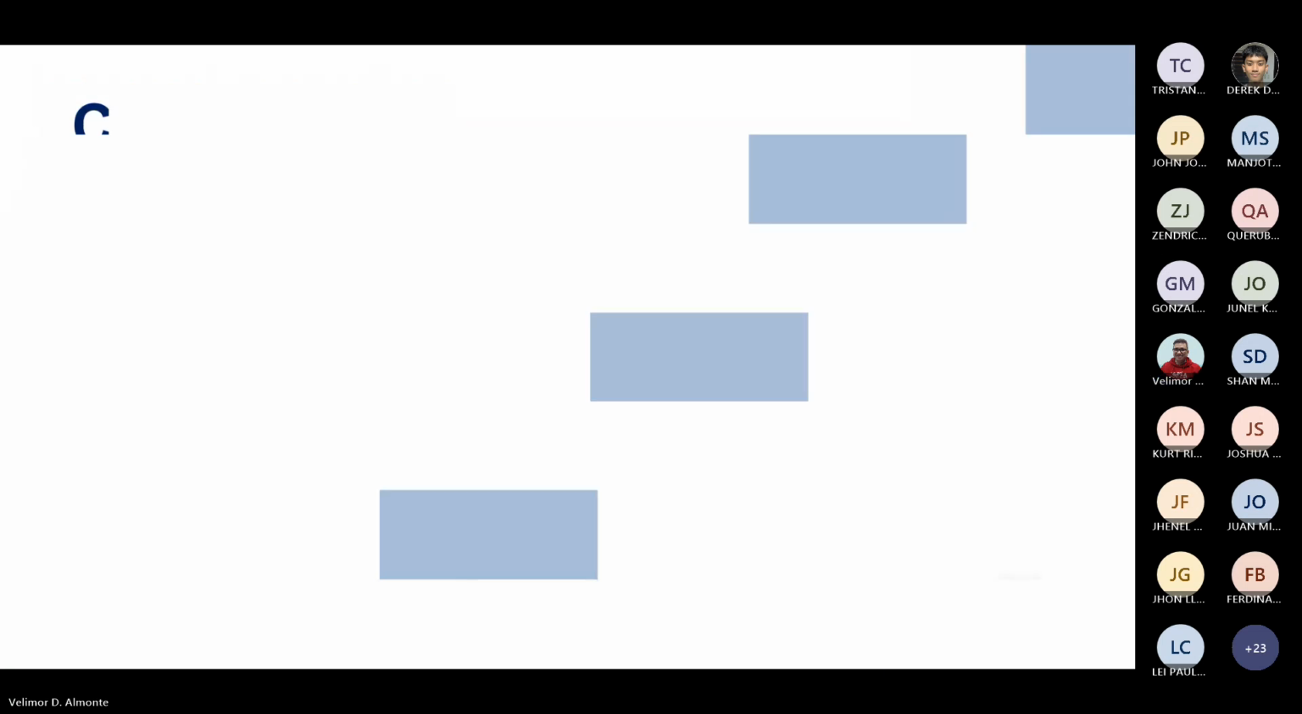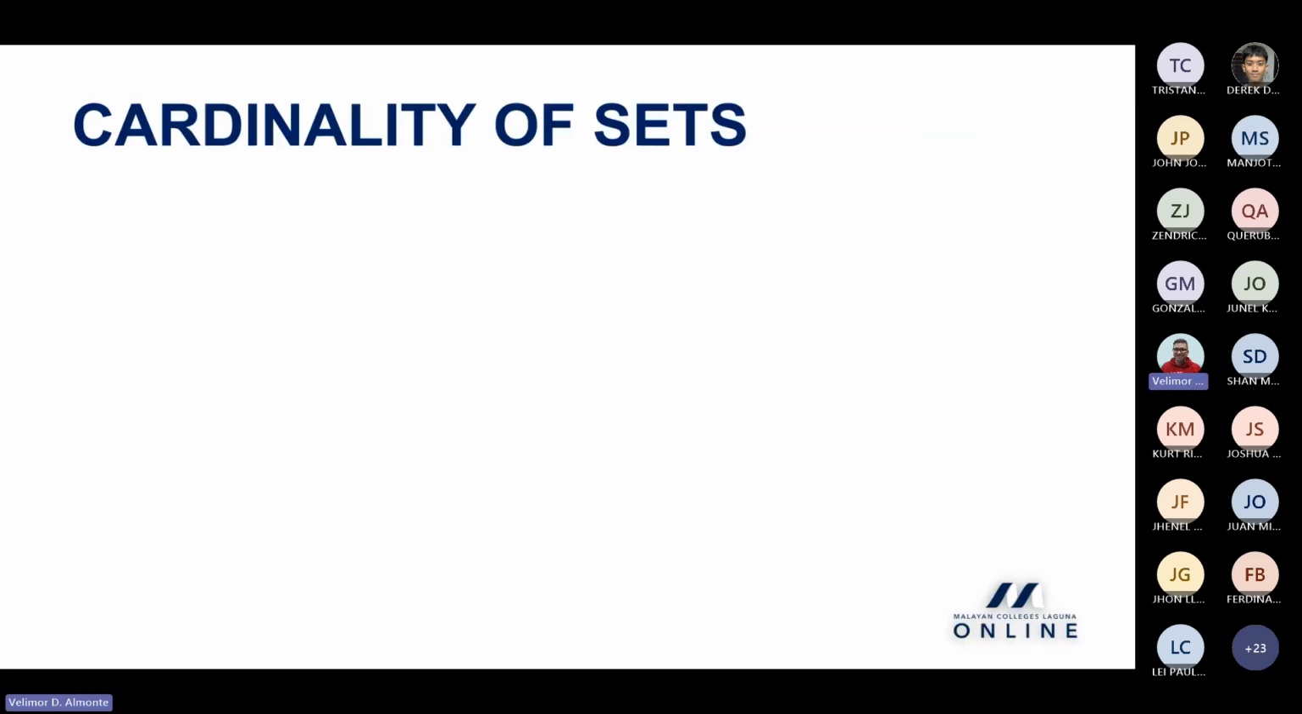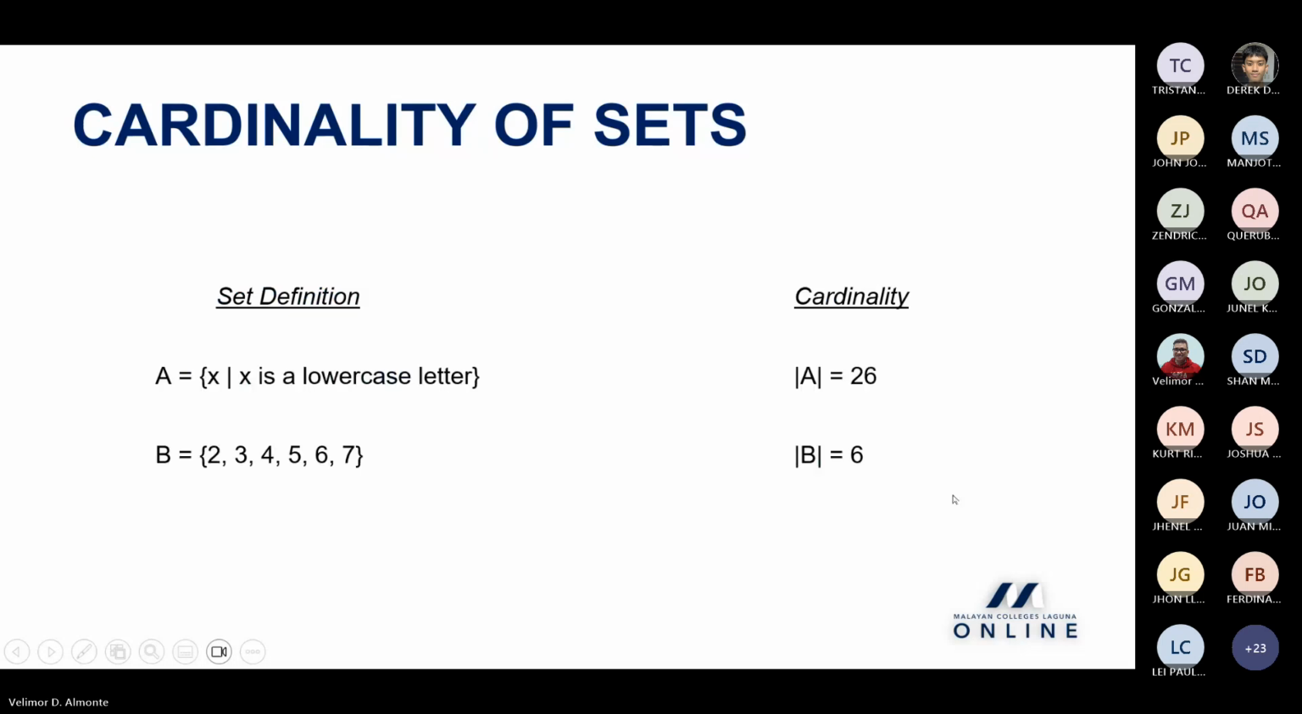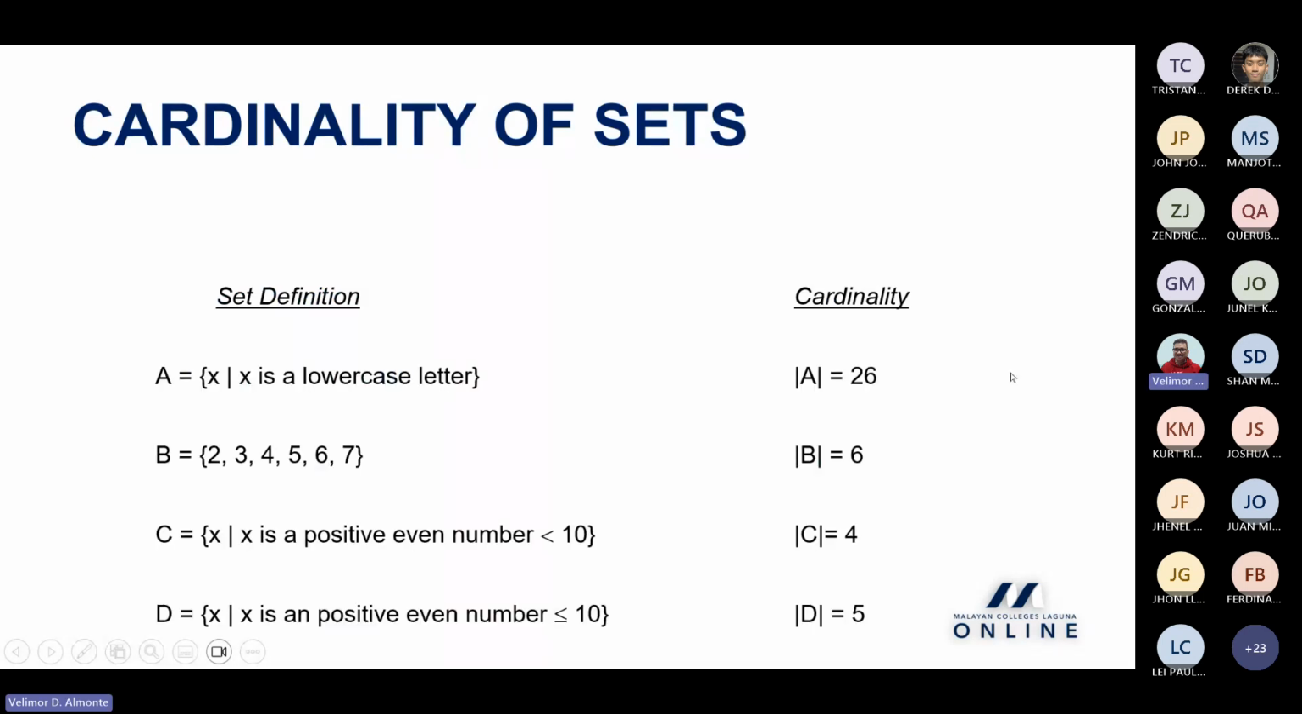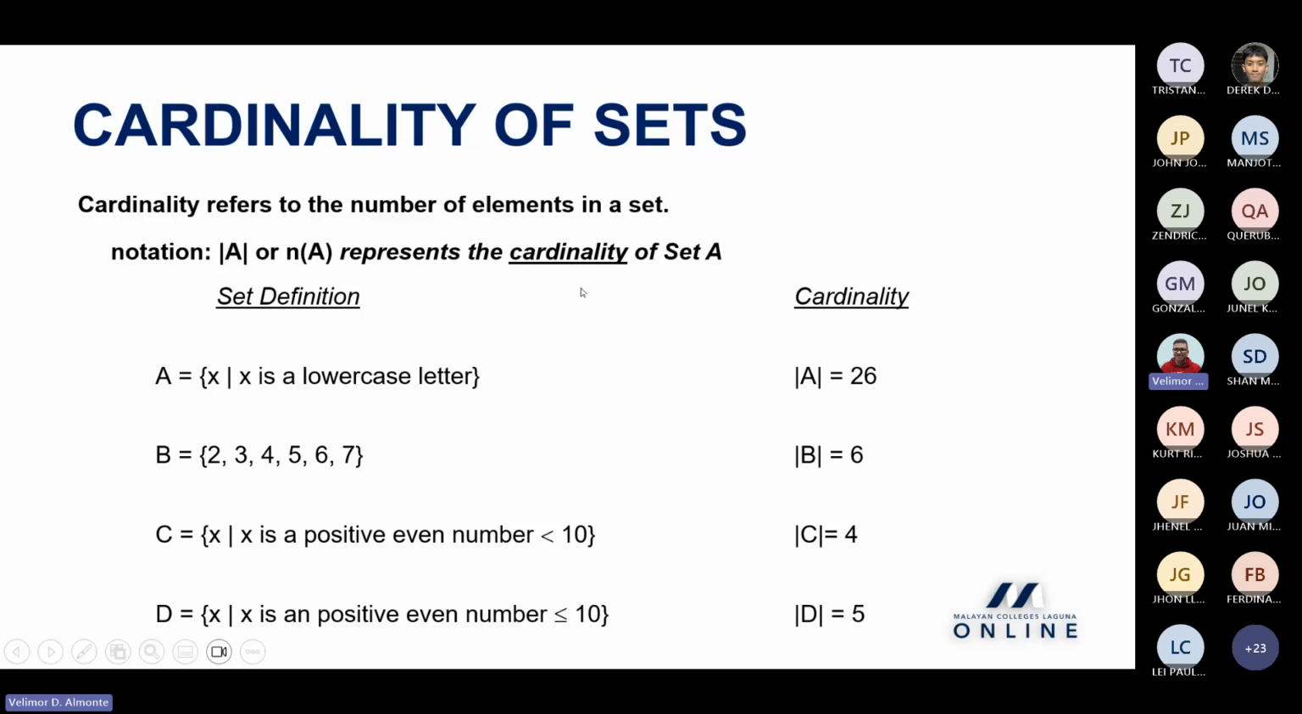Okay, next. Another concept regarding sets, we call it cardinality of sets. So I listed down four sets. I named them A, B, C. Cardinality refers to the number of elements of a set. The number of elements of a set is referred to as its cardinality.